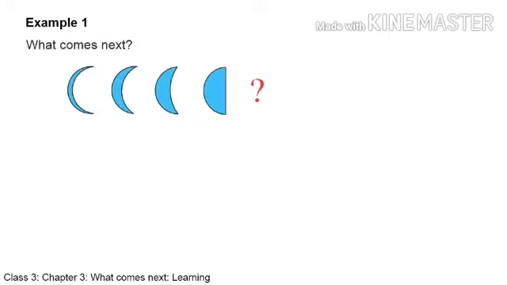Let's have a look at this example. Let us find out what comes next. Look at all the options carefully. Option A, B, C, or D.